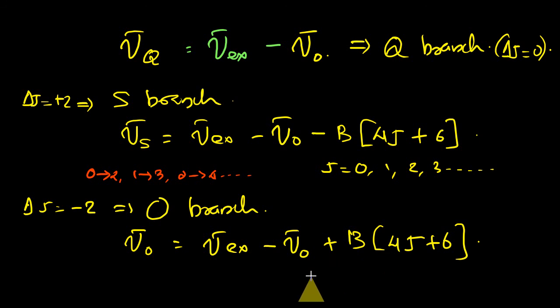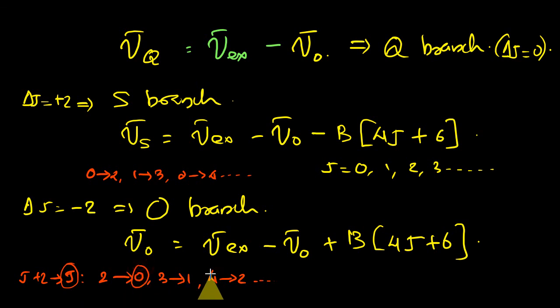So what are the J values here? These are de-excitation transitions, J plus 2 to J transitions. What are the J plus 2 to J transitions possible? That is 2 to 0, then 3 to 1, then 4 to 2. These are the transitions possible. And what are the J values here? J value is the second value here. So the second values are 0, 1, 2, etc. So in this expression also, J is equal to 0, 1, 2, 3, etc.